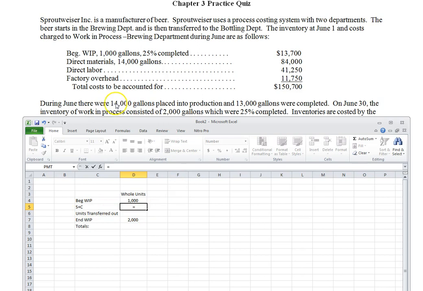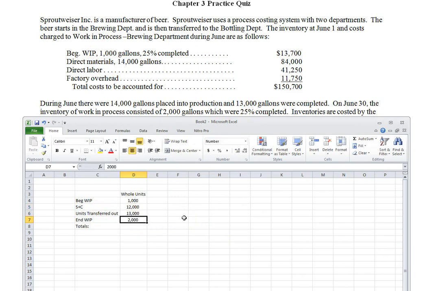So we can take this number, the 14,000, these are the ones that were started. They were placed in production this period. Just because they were started does not mean they were completed, so we need to back out the ones that were not completed. The ones that were not completed is down here, the 2,000. So one calculation will be the 14,000 minus the 2,000. The other way is taking the 13 minus the 1, you get to 12,000 as well, but either way works.